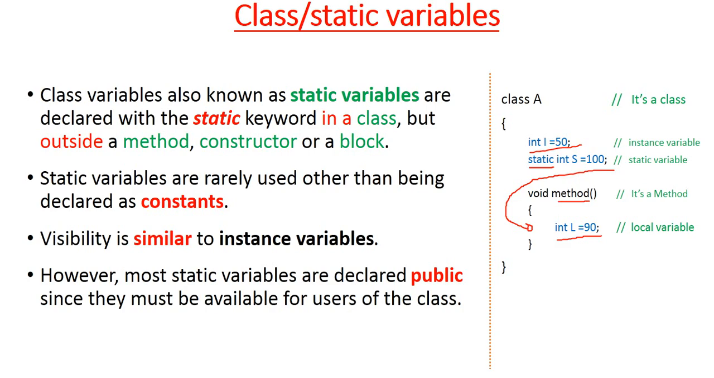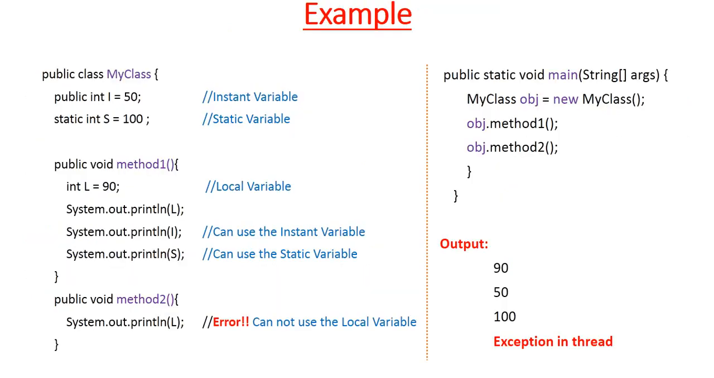Now let us see an example altogether to understand how they act together. So this is an example of coding. In that case, the class name is MyClass, and you can see there is a variable declared which is of public type, and this is called an instance variable. I is an instance variable, and then we have declared another variable with the static keyword. That means this one is our static variable, and the value of the static variable is 100.